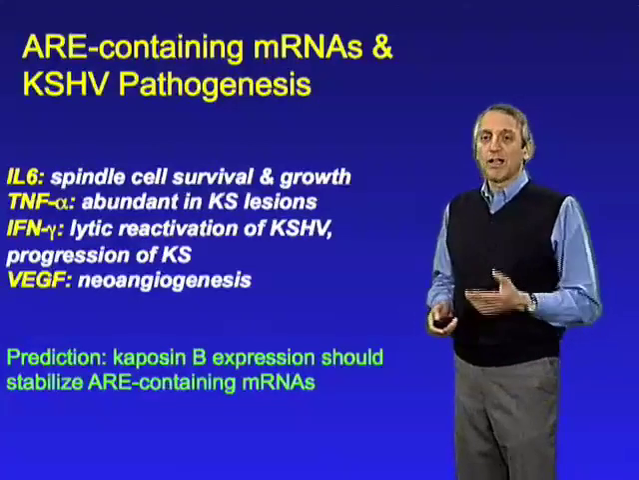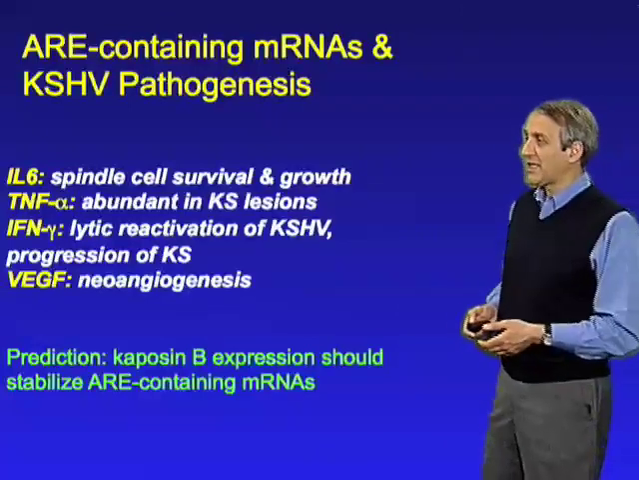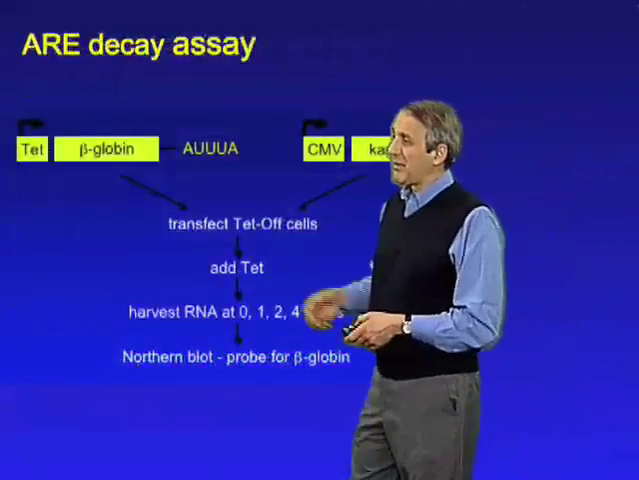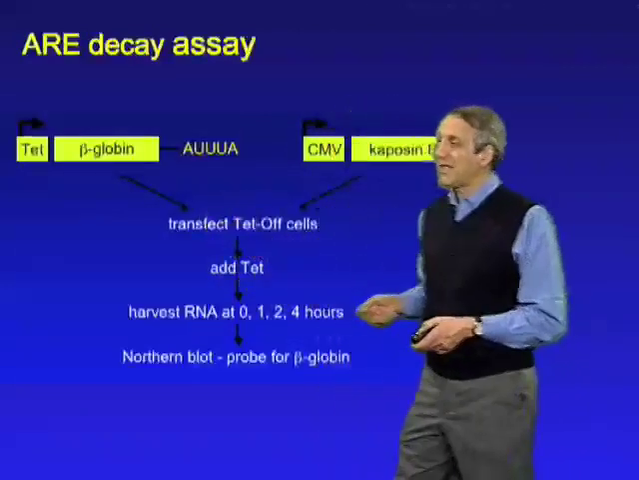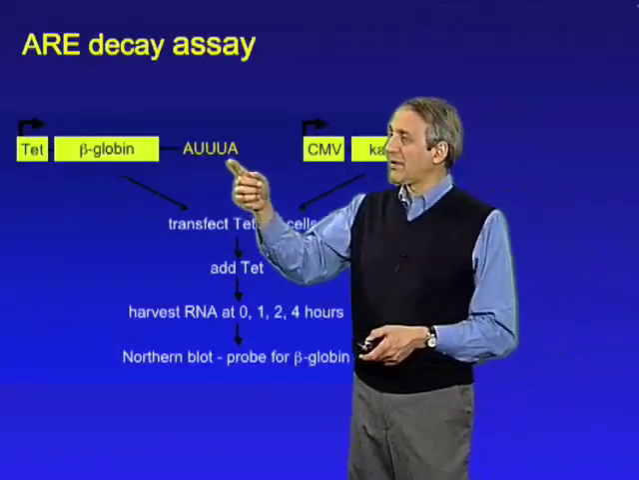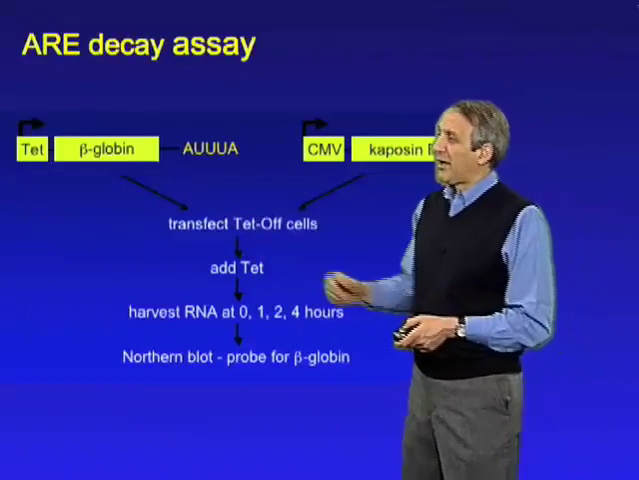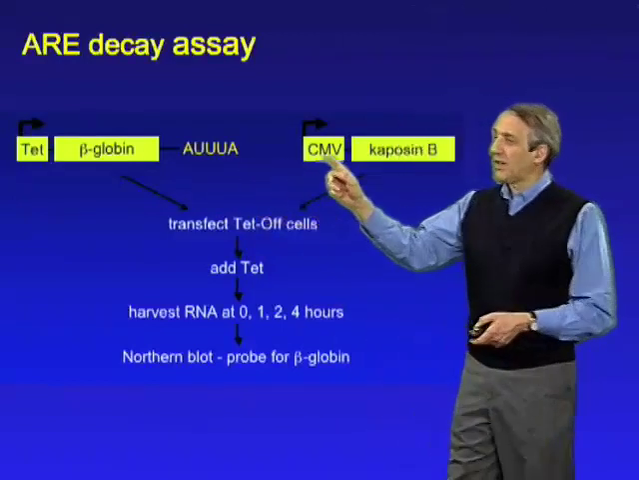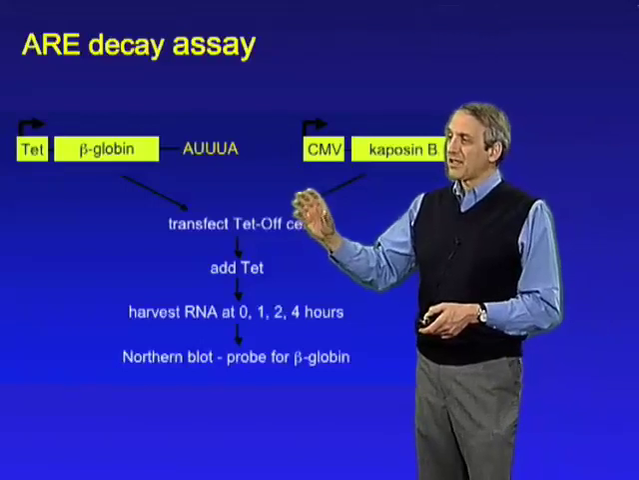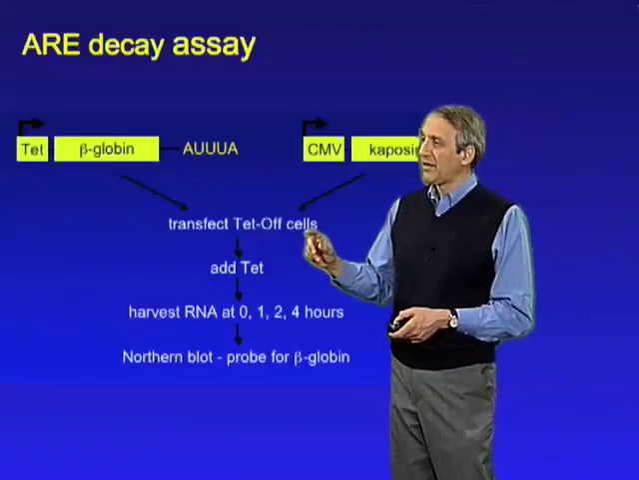But all of this is only relevant if Kaposin B expression really does stabilize ARE-containing messages. So how can we go about looking at that? Craig McCormick in the lab adopted this assay that had been developed elsewhere, in which an AU-rich element is cloned downstream of a globin gene that's under the control of a TET operator. That gene is then co-expressed with Kaposin B and transfected into HeLa cells that have a TET-off configuration of the TET activator.